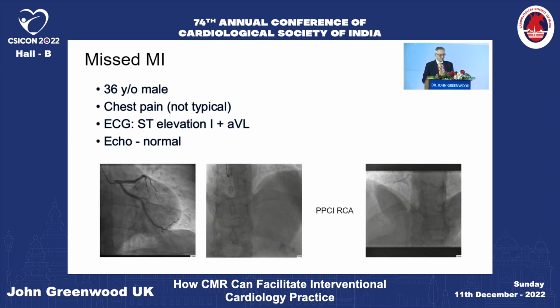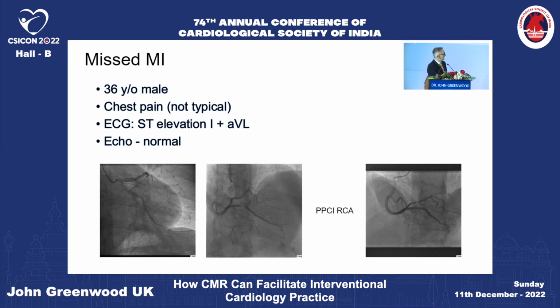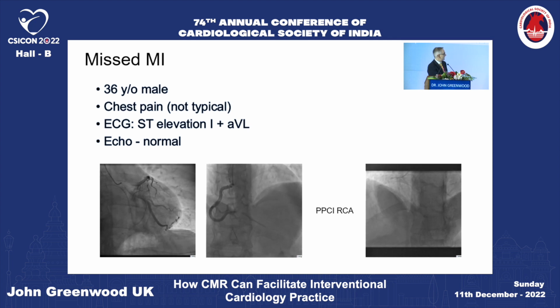So I'm just going to finish off with a couple of quick scenarios. This is where we think the culprit artery is not what it actually turns out to be. This was a 36-year-old who presented with chest pain, troponin elevation, and didn't have much on the echo, but you can see on the angiogram here he's got a really nice tight lesion in the distal RCA PD territory, and that was stented as the primary PCI culprit lesion.